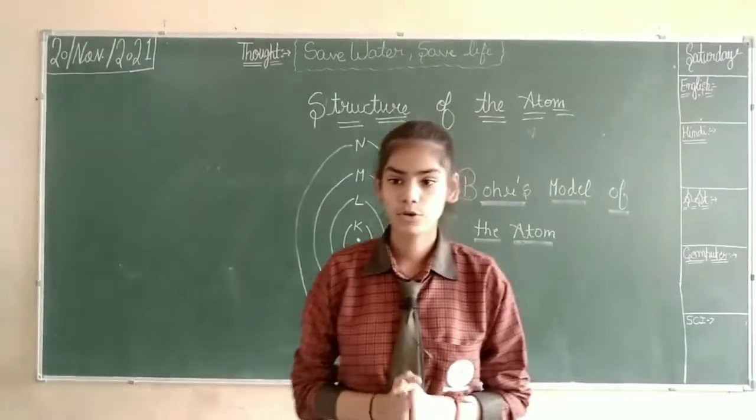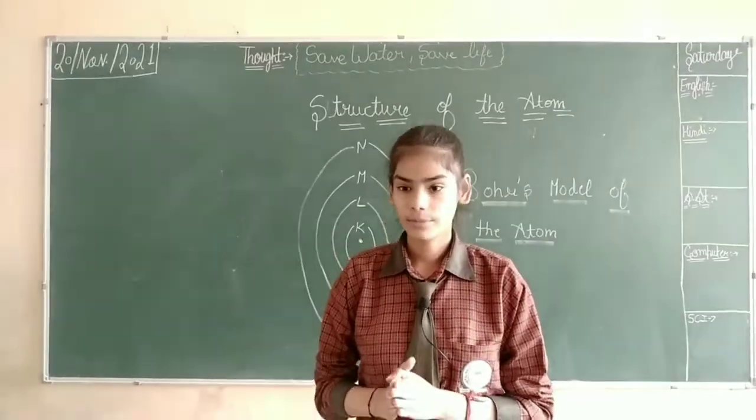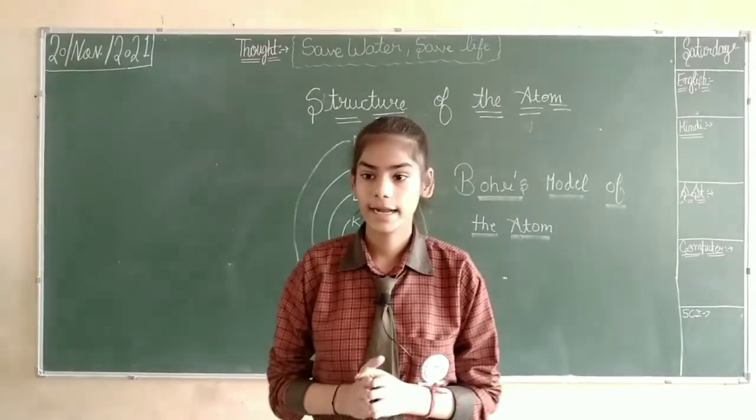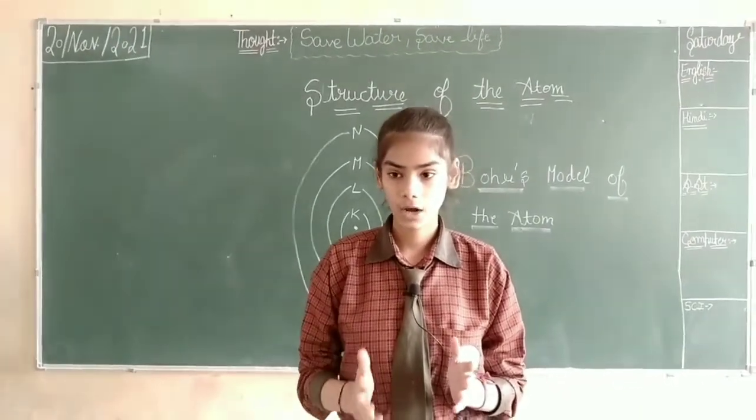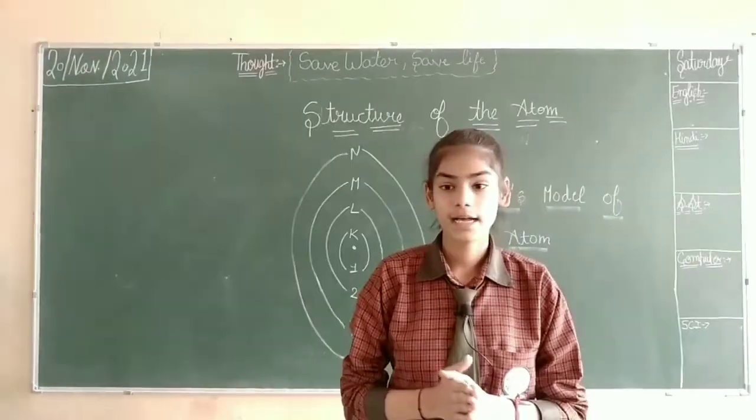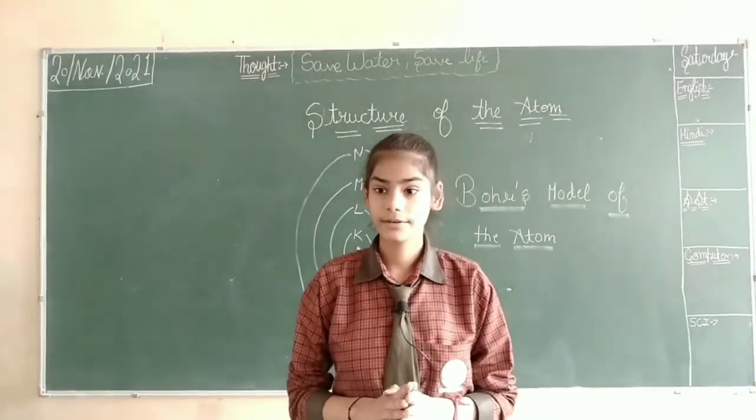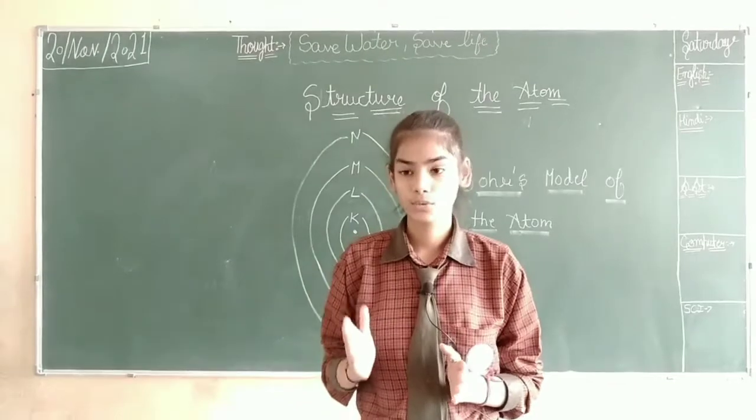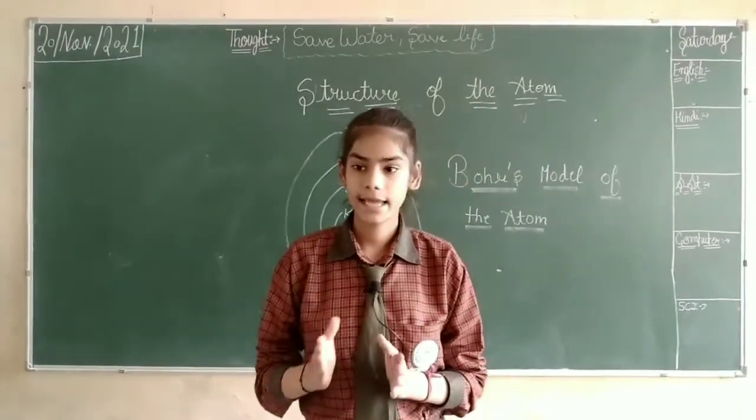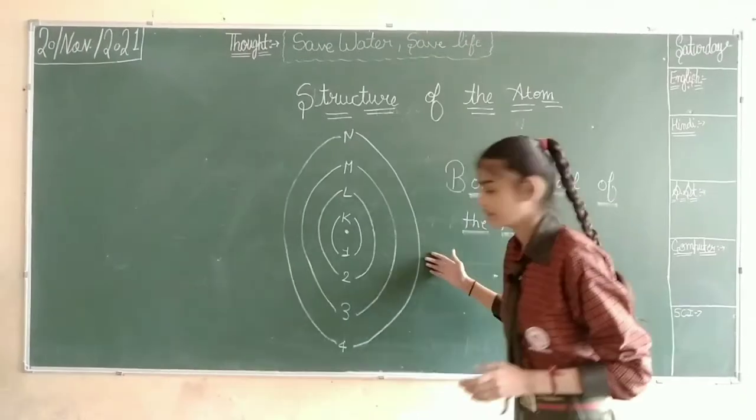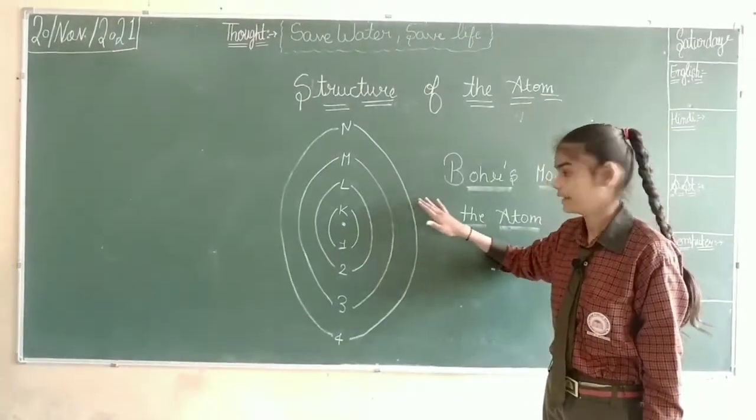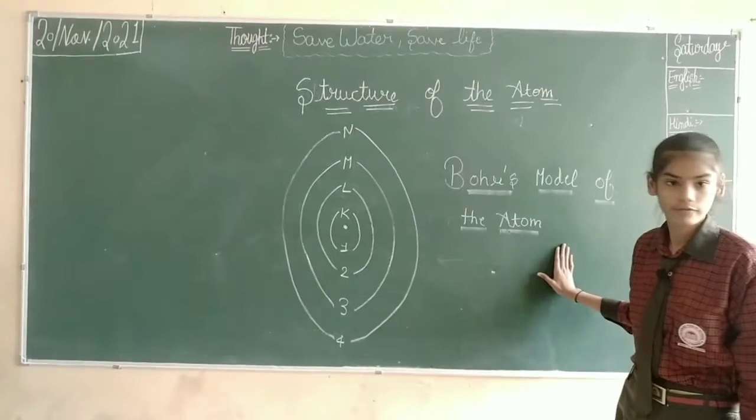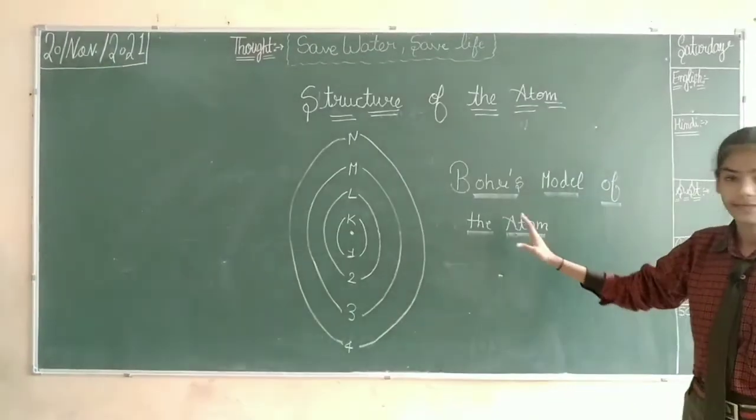Now about Bohr's model of an atom. This model was proposed by Niels Bohr. He said that only some special orbits, called discrete orbits, are allowed inside the atom. These orbits are called energy levels, which are represented by 1, 2, 3, 4 or known as K, L, M and N shell. As you can see in this structure, this is K shell, L, M and N shell. This is Bohr's model of an atom, discovered by Niels Bohr.